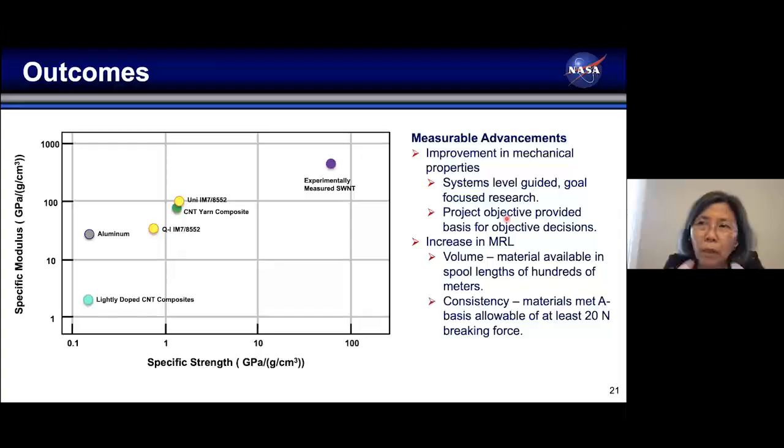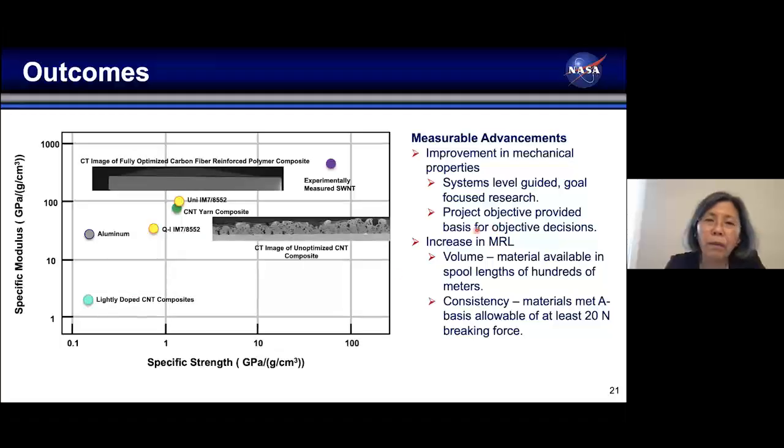That was because we told them that we needed materials in that format for it to be useful. And we also pushed them to meet a better consistency in properties so that we can pass the flight safety review. And the other thing that we got from that was this computed tomography image of carbon fiber composite, which was very optimized. And so you hardly see anything because there are no voids. We were achieving the properties of the CNT yarn composite here, which is very close to this one for carbon fiber composite with this type of material.